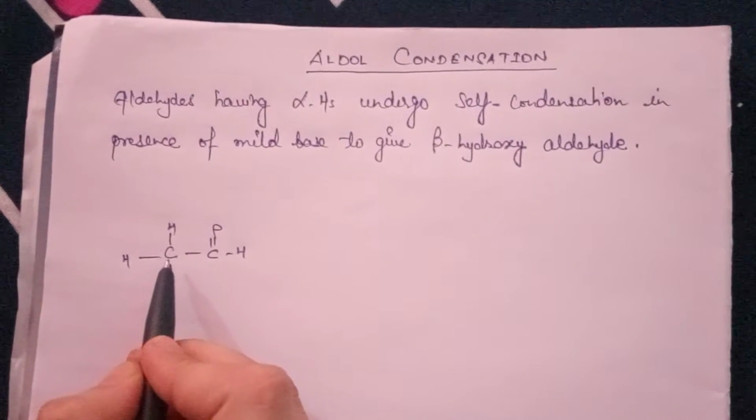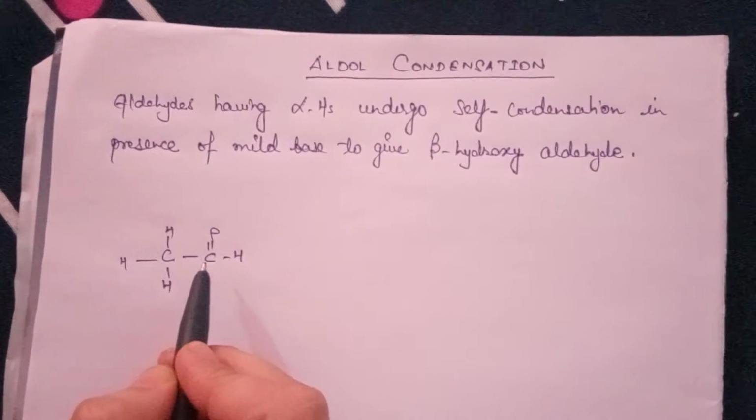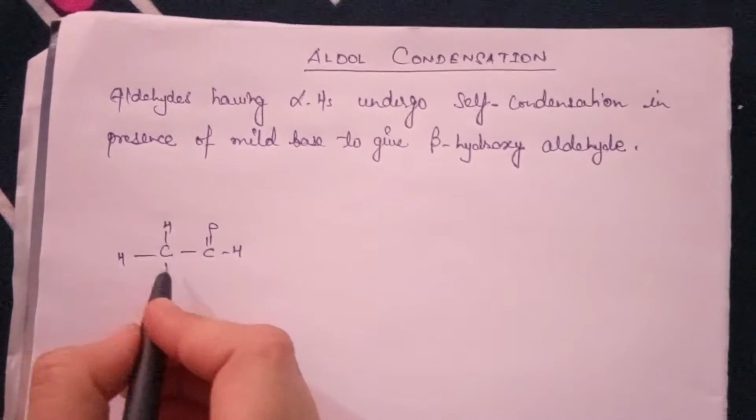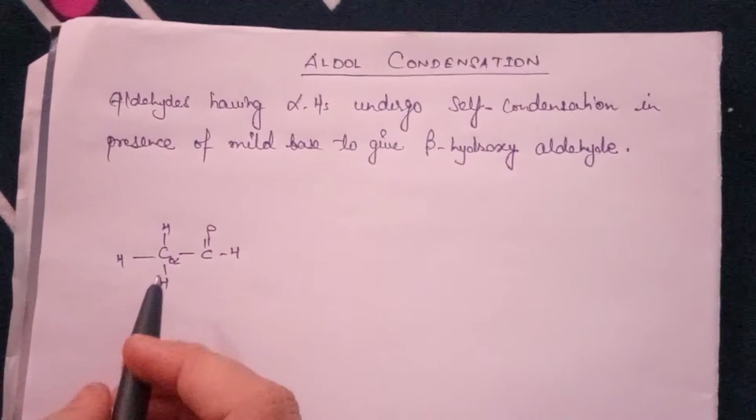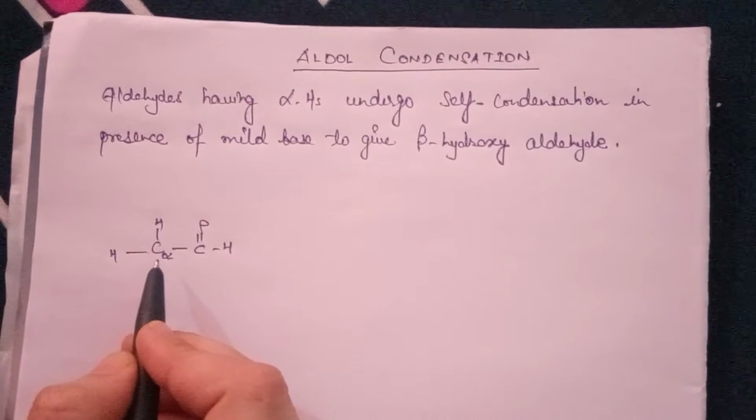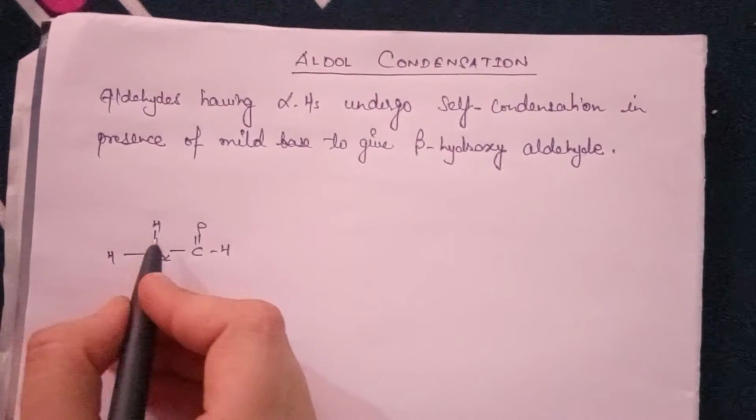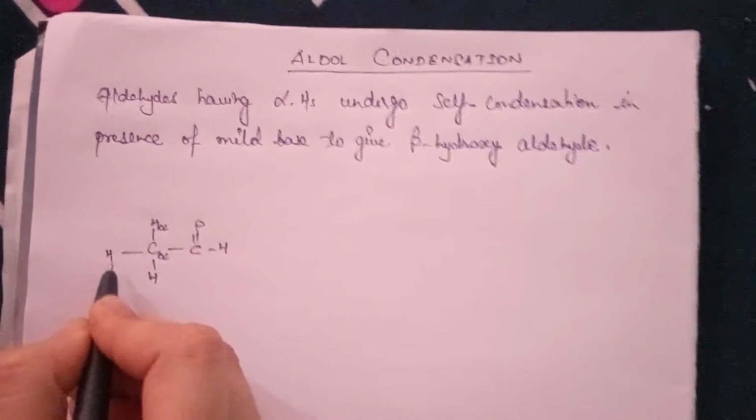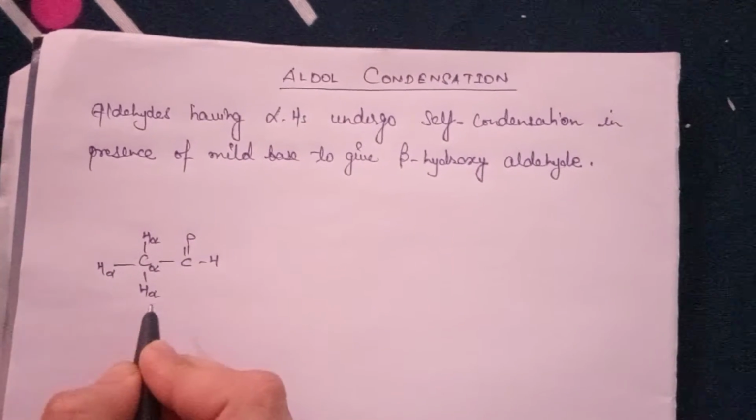The carbon atom which is directly attached to this carbonyl group is called the alpha carbon atom, and the hydrogens which are directly attached to this alpha carbon are called alpha hydrogens. So here we are having three alpha hydrogens.